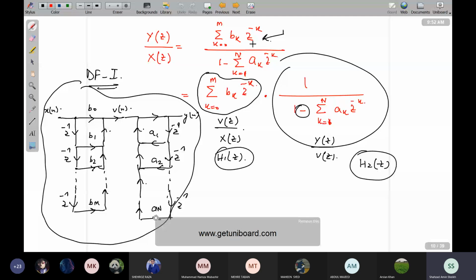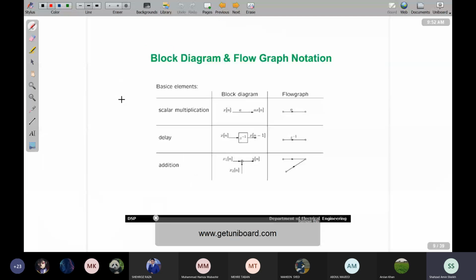Cascaded two systems: one is H1(z), whose transfer function is V(z) over X(z), and the other is H2(z), whose transfer function is Y(z) over V(z). When we cascade both of these systems we get Y(z) over X(z), and this is called the DF1 structure. Okay, in the direct form 1 structure you are doing this.